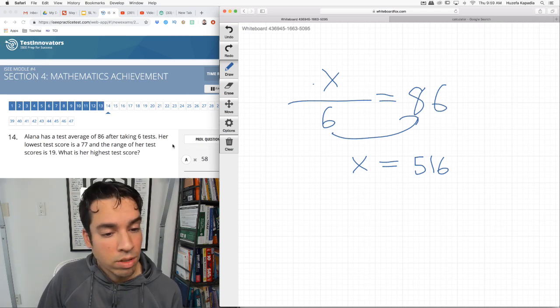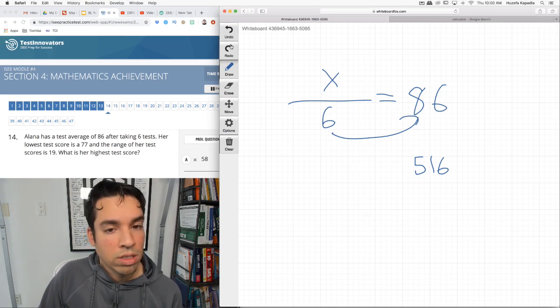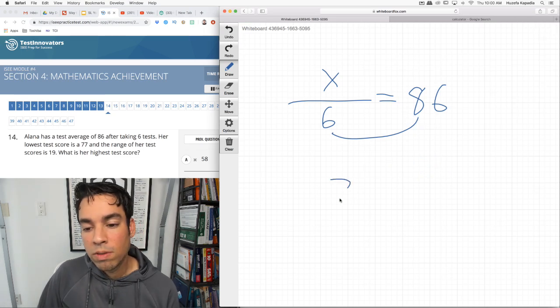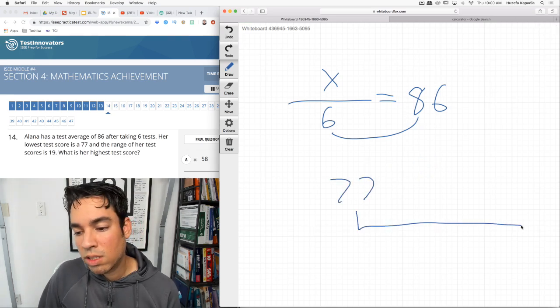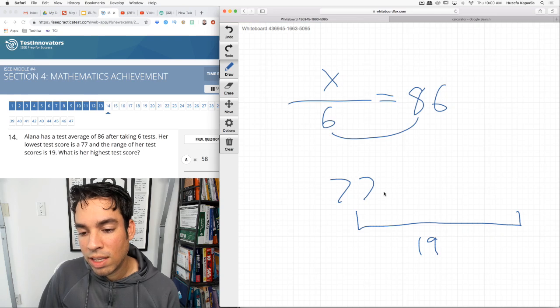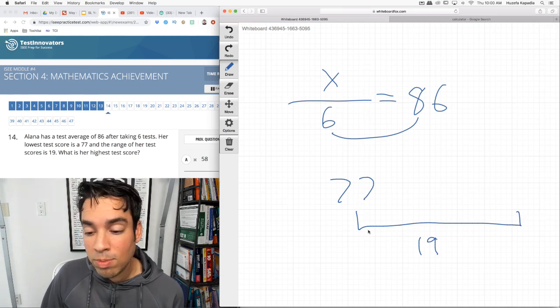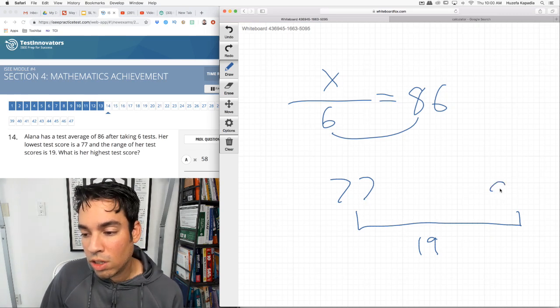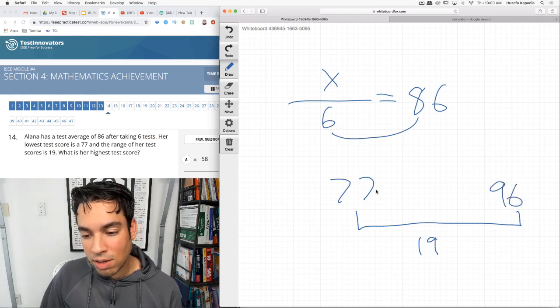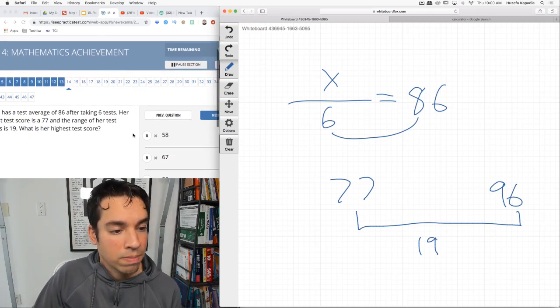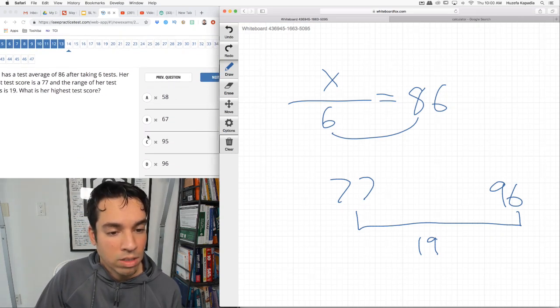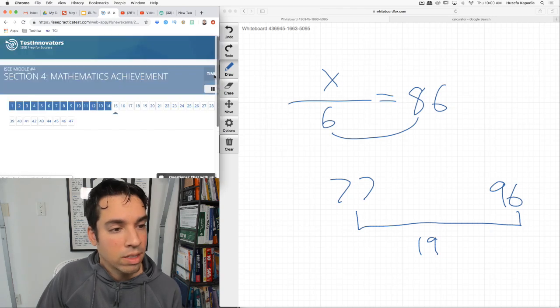I'm immediately going there. Then her lowest test score is, actually, we didn't need to do that. Her lowest test score is a 77. Cool. And the range of her test scores is 19, meaning the difference between the lowest and the highest is 19. What is her highest test score? I just said, right? Range tells me if I add the range to the lowest test score, I get the highest test score, which is 96, right? 77 plus 19 is 96. That's it. These don't make sense, of course. It's got to be 96.